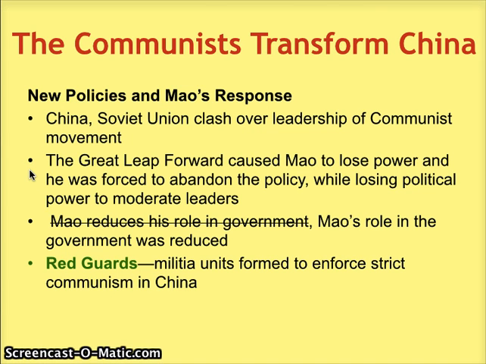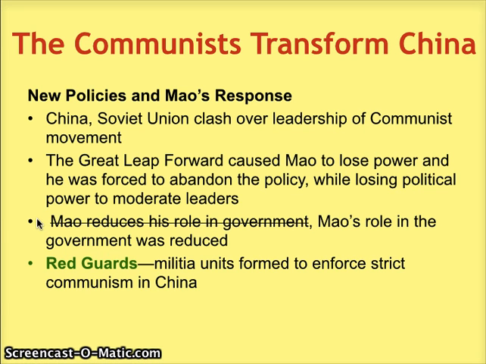The Great Leap Forward also caused Mao to lose some power. After over 20 million people die, he's not as popular a leader as he was beforehand. He's forced to step down from some of this policy making in the government. He's losing political power to more moderate leaders, leaders who may have some ideas of communism, but will still open up so that farmers can have their own land and there can be small business. But Mao's role in government was reduced.